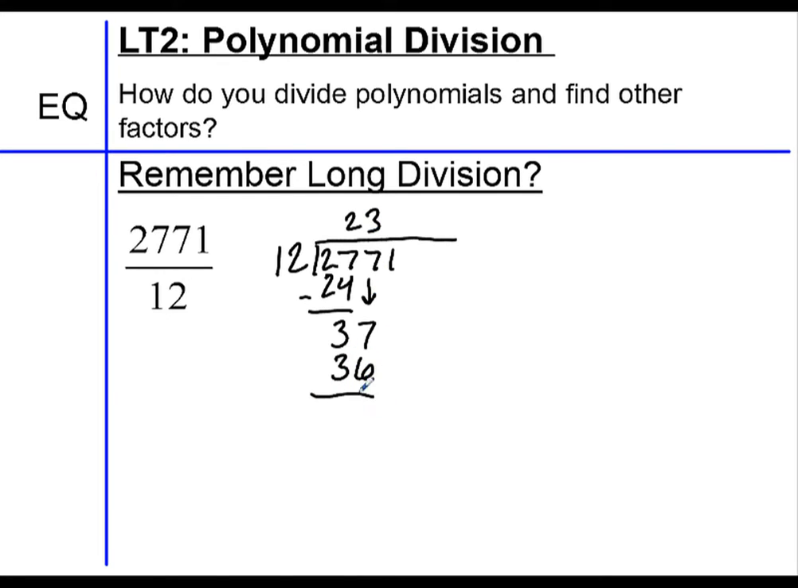That's 36, leaving me with 1. And I bring down the 1. 12 does not go into 11 evenly. It is smaller, so this is what we call our remainder, and we write it as 11 over 12. So the answer is 23 and 11/12.